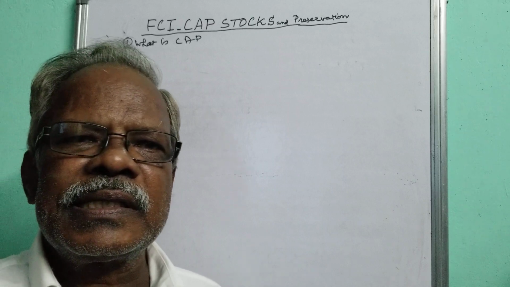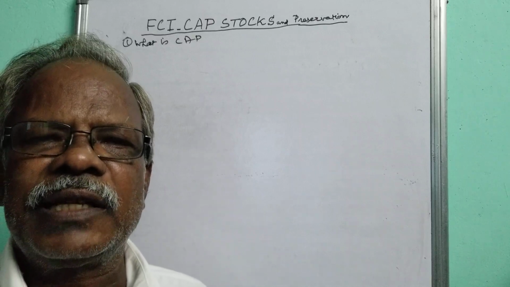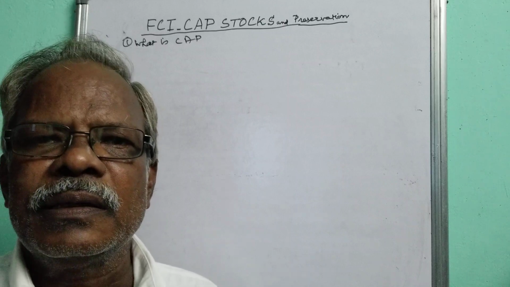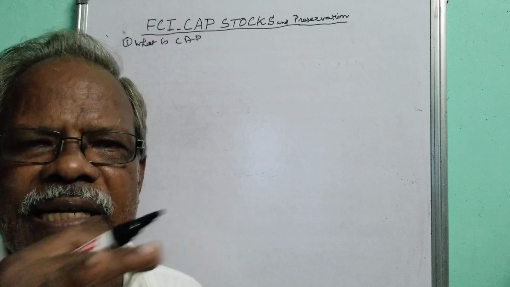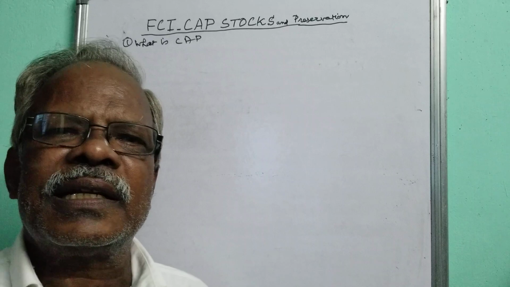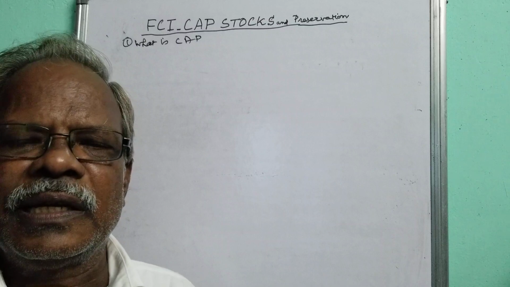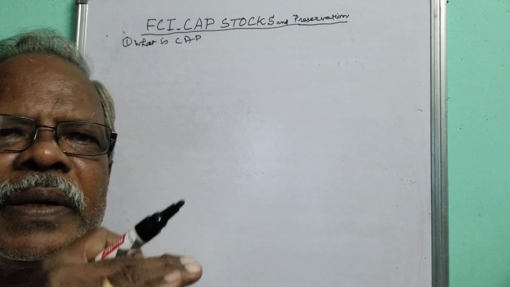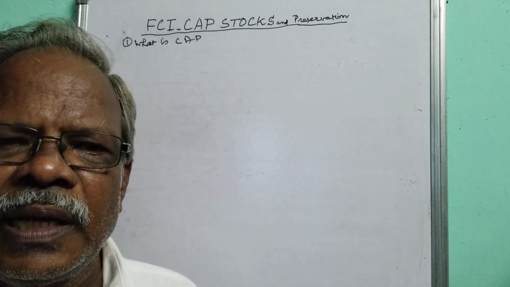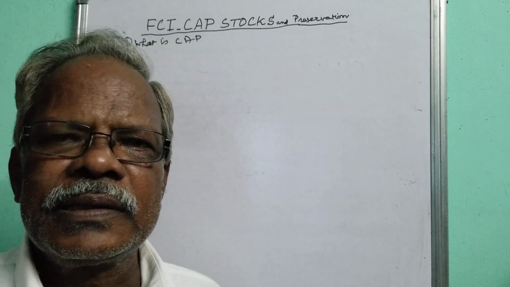CAP means cover and plinth. That is, the stocks are received on the plinth. A plinth means an elevated surface or a normal floor in elevated condition, so that there should not be any water inundation. To avoid that, the plinth should be selected on an elevated place, so that during rainy days the water will flow without any stagnation. Such a place should be selected.